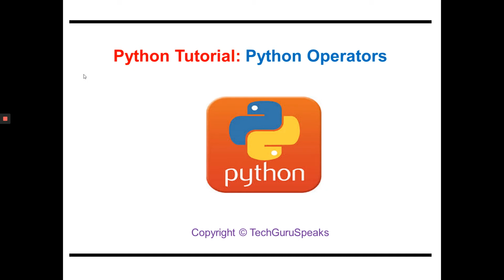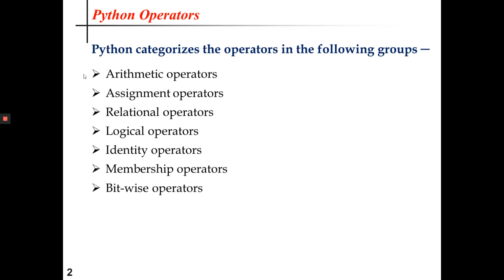Today I would like to describe Python operators. Basically, operators in Python are used to perform operations on operands, which are basically variables and data values. Here in Python, the operators are basically divided into the following groups: arithmetic operators, assignment operators, relational operators, logical operators, identity operators, membership operators, and finally bitwise operators.